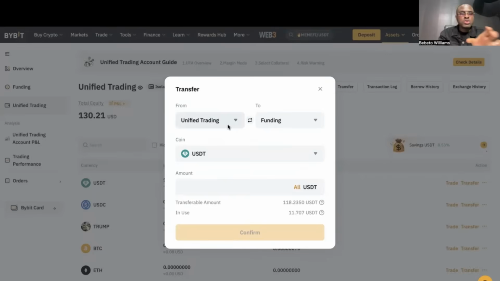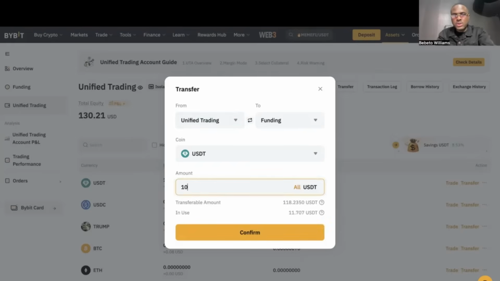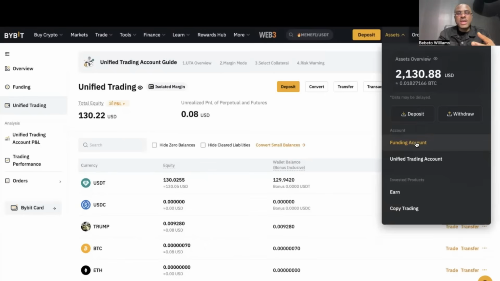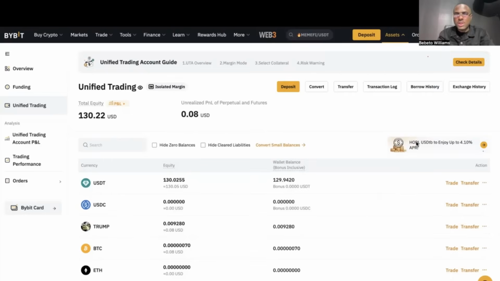If you have closed your trade and you want to withdraw from this exchange, you click on unified trading and transfer it. You can input the amount of money you want to transfer. Let's say I want to transfer $100. I'll click on confirm, and it's going to go to my funding wallet. Then I'll come to my funding wallet and withdraw.